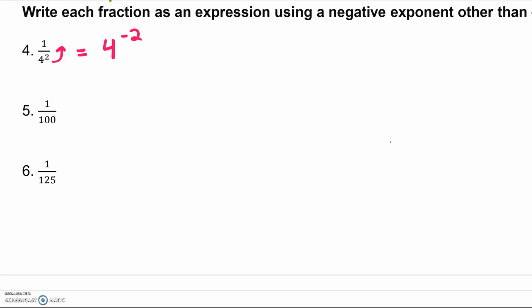Now, here's where it gets a little bit trickier. In number 5 and number 6, you can see there's not already an exponent. So we need to take that denominator, 100, and figure out how we can rewrite it using an exponent. We have to know our squares and our cubes a little bit to find this. If we look at 100, we might notice 100 equals 10 times 10, so 10 squared is equal to 100. Instead of 100, we can rewrite this as 10 squared. Now it has an exponent, so we can do what we did over here: 10 to the negative 2.